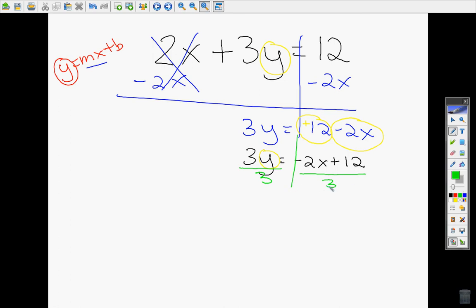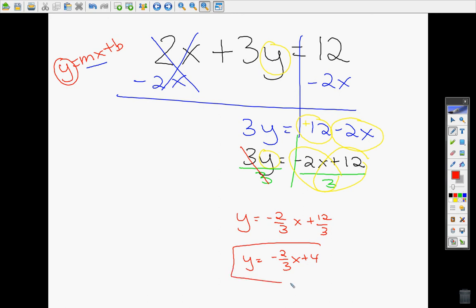So I've divided both sides by 3. But remember, when you're dividing by 3, this term gets divided by 3 and this term gets divided by 3. So I am left with y is equal to negative 2/3 x plus 12 over 3. But we're going to rewrite the 12 over 3 as 4. So negative 2/3 x plus 4.